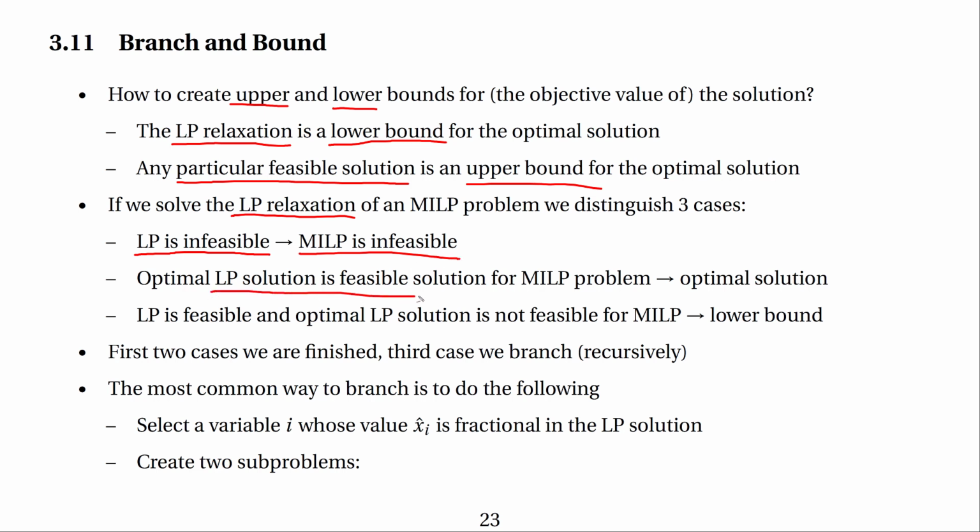If the optimal LP solution is feasible, but it's also feasible for the MILP, the mixed integer linear program, then we know we have found an optimal solution. For example, if you have a pure integer program where all variables are integer, and we run the LP relaxation, and all variables turn out to be integer, we know we have found an optimal solution. Otherwise, the linear program is feasible, but it's not a feasible solution for the integer program, then we know we have a lower bound.